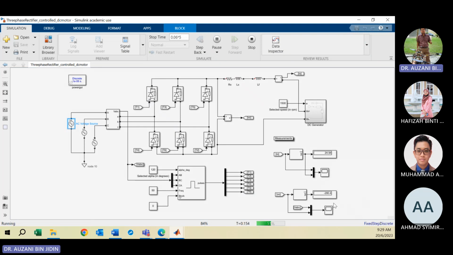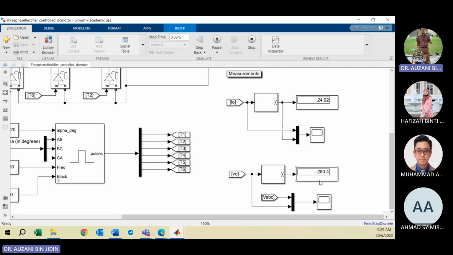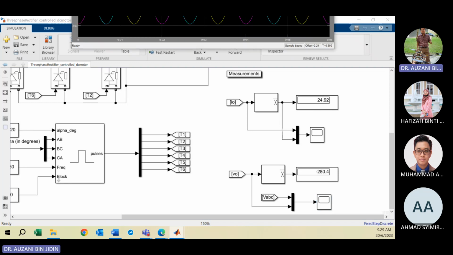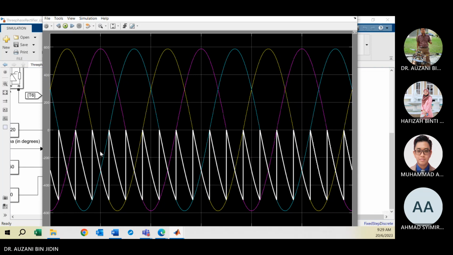Okay, so here is the output voltage. Based on calculation it is minus 280 volt. The current is almost close to the calculation value, which is 25 ampere. This is the waveform of the output voltage. Because this converter operates as an inverter, you can notice the output voltage below the time axis, where the negative area is produced to get the negative output voltage. Okay, the white color here. Any question?